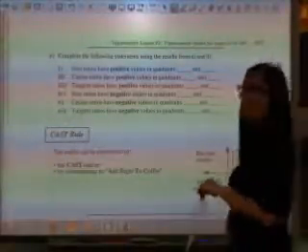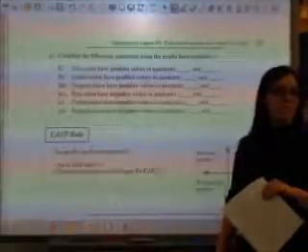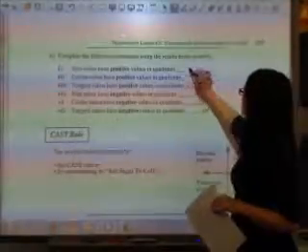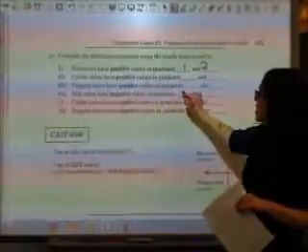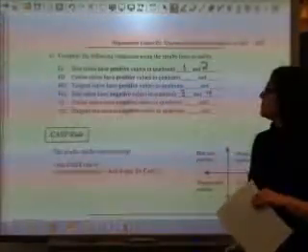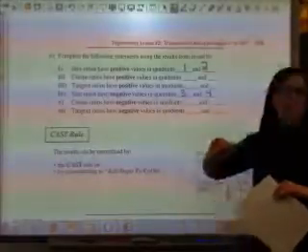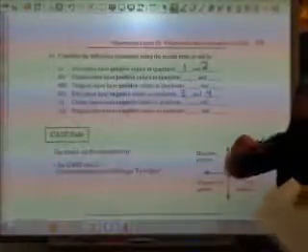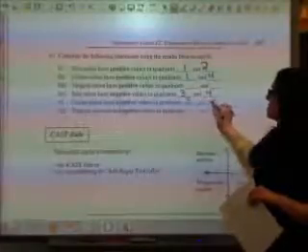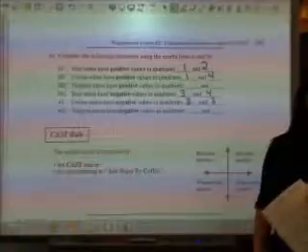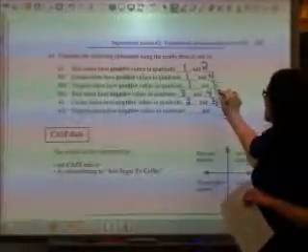So sine is positive in which quadrants? 1 and 2. Which then means if I go down to here, sine would be negative in 3 and 4. When was cos positive? 1 and 4, which means it's negative in 2 and 3. And then tan was positive in 1 and 3, which means it's negative in 2 and 4.